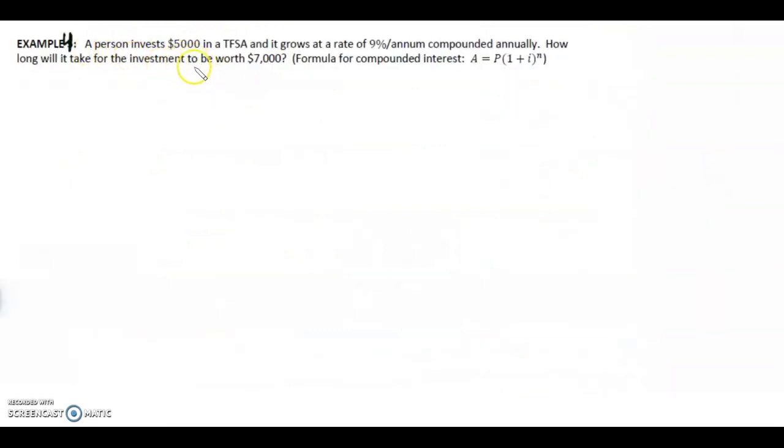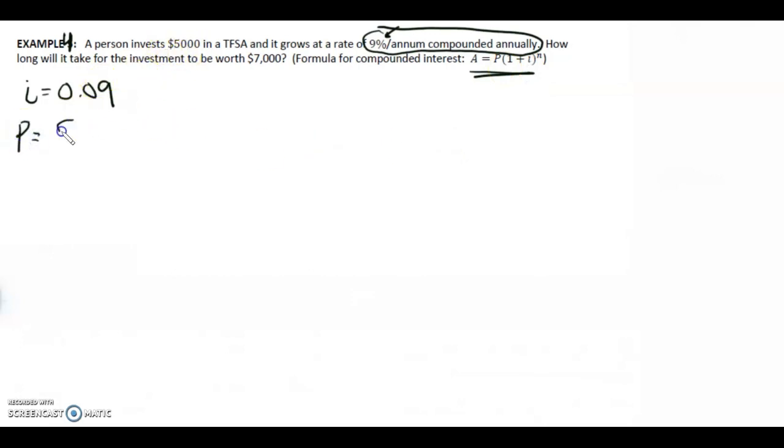A person wants to invest $5,000 in a tax-free savings account, and it grows at a rate of 9% compounded annually. So 9% is the interest rate, and that's 0.09. We always want to convert a percentage into a decimal so that we can use it in this equation. The principal is how much you put in, so that's $5,000. The question is how long will it take the investment to be worth $7,000? So the amount is $7,000, and we don't know the time.